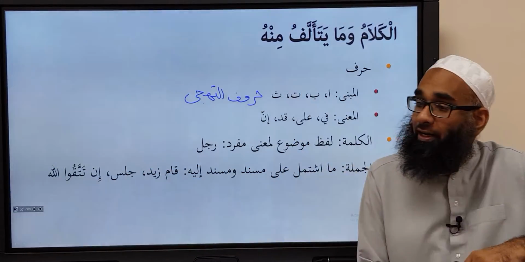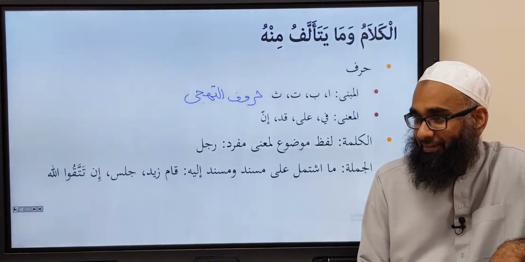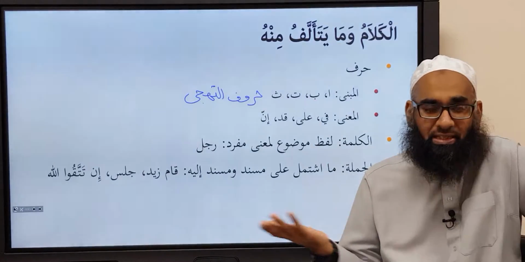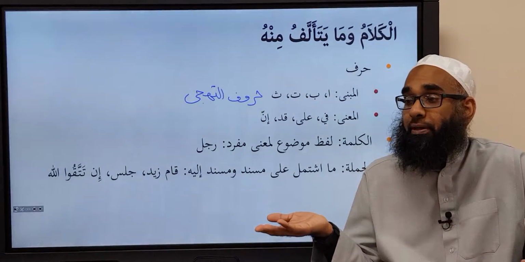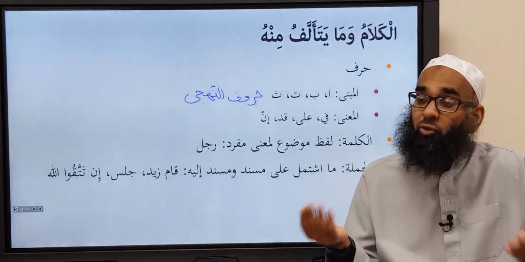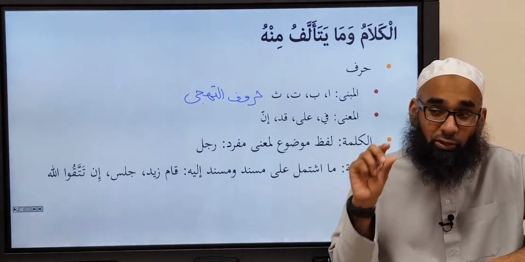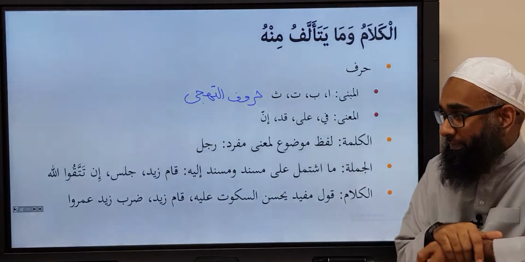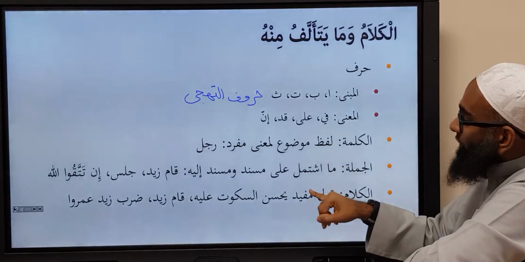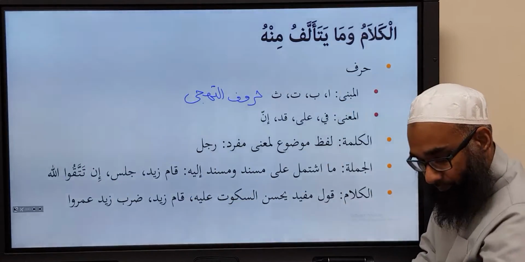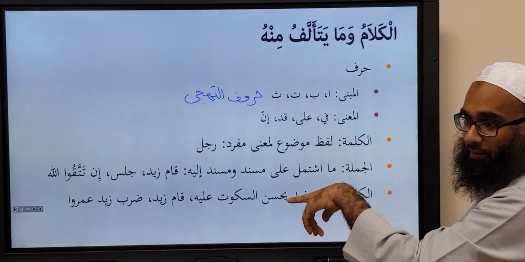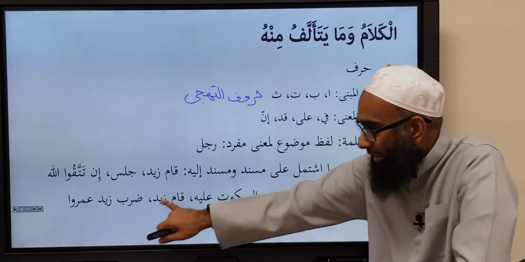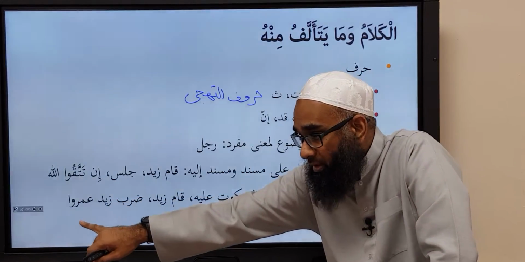In tattaqullah. Is that mufid? Because why? La yahsunu sukutu alayhi. If you stay quiet upon this, in tattaqullah, if you fear Allah, what is going to happen? It's not mentioned. So it's ghayr mufid, but it's still a jumla. So in jumla there's no condition to be mufid. Correct? Kalam. Qawlun mufidun yahsunu sukutu alay. Something mufid upon which you can stay quiet. Qama zaydun, makes sense. Daraba zaydun amran, makes sense.